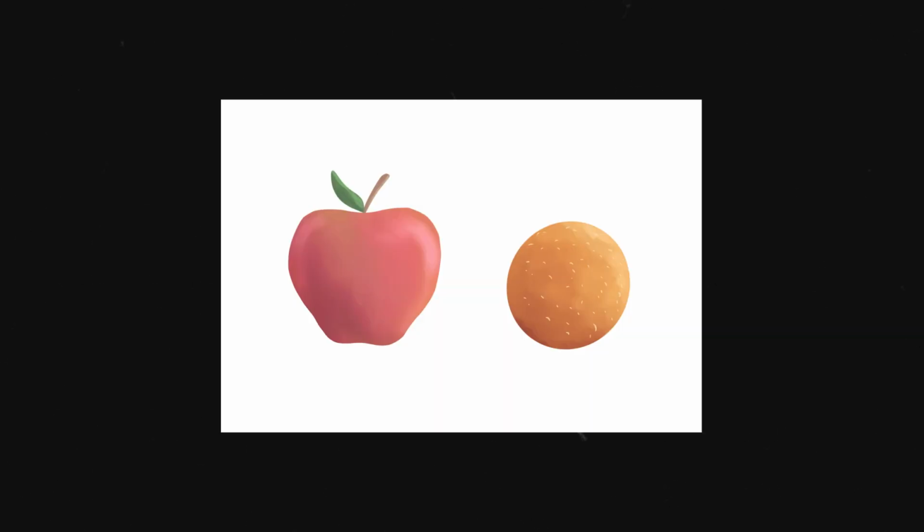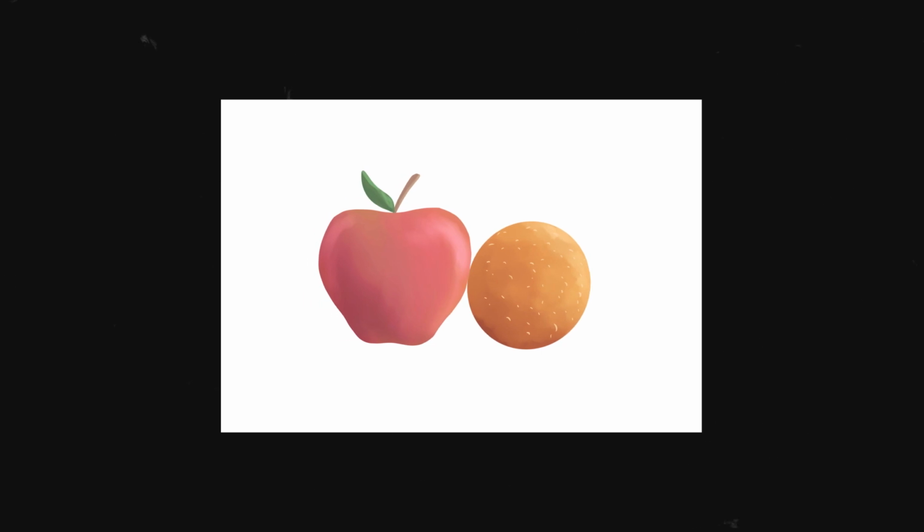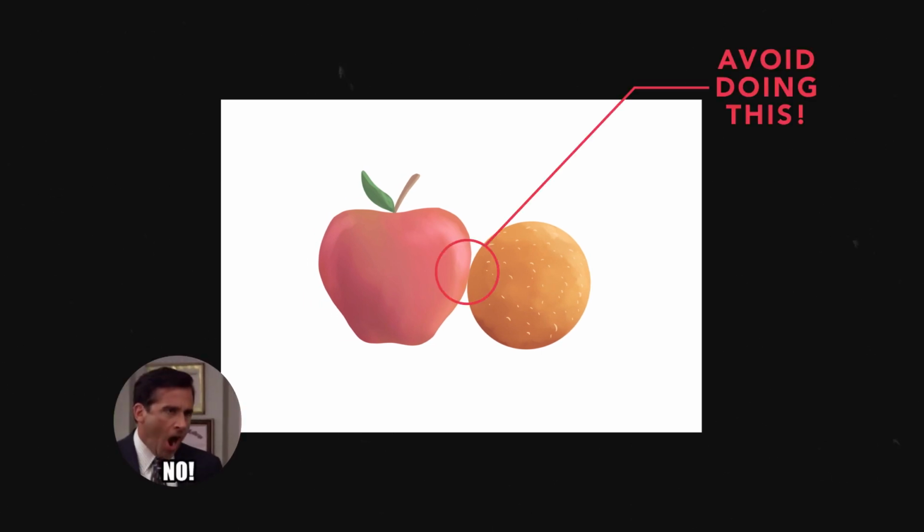Basically, tangents happen when two objects such as lines or shapes touch each other but they do not overlap. It's like they are kissing. So the reason we need to avoid this is because it breaks the illusion of depth and space. It tends to flatten out the composition and it makes the objects appear in the same space, and we don't want to do that because we are creating space, right?